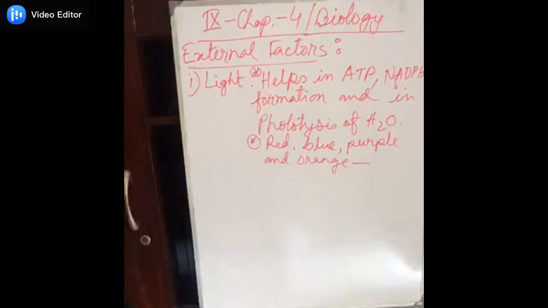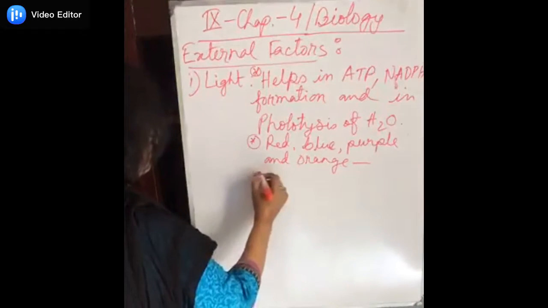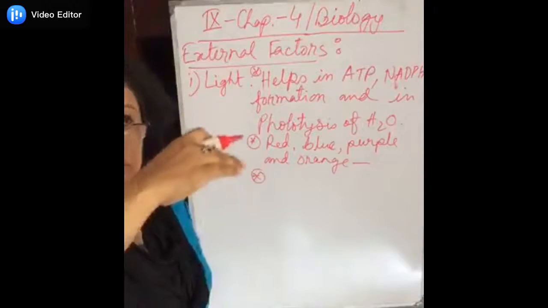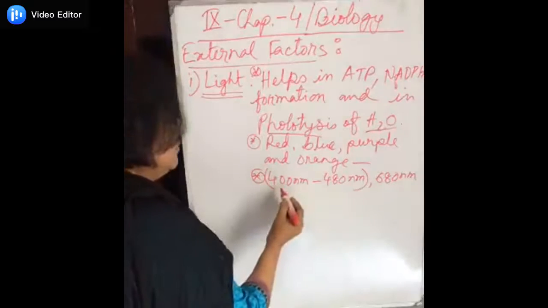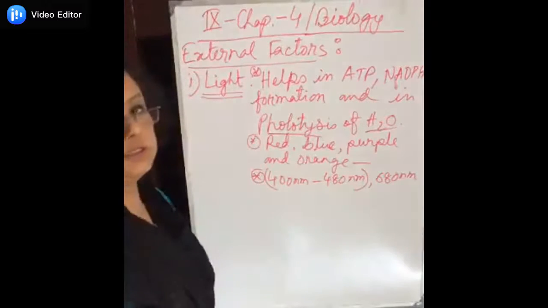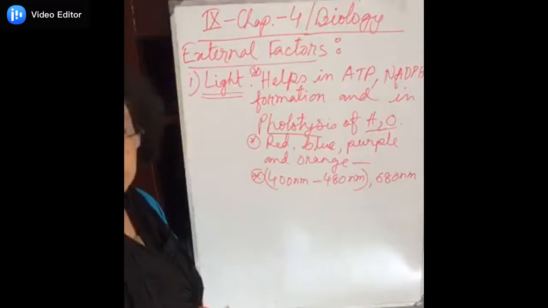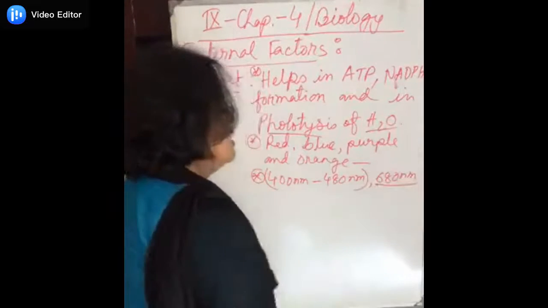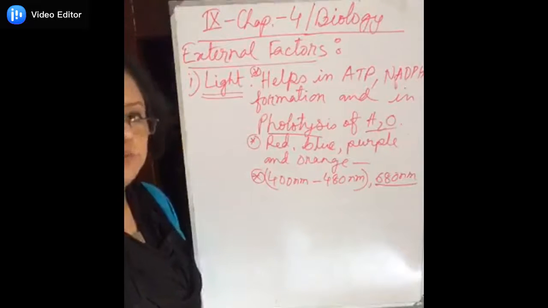So what light intensity is better for the production of photosynthesis? Light travels in waves, and when the wavelength is within the range of 400 nanometer to 480 nanometer, photosynthesis can occur more and more food can be produced. Also, at 680 nanometer wavelength, photosynthesis occurs best.